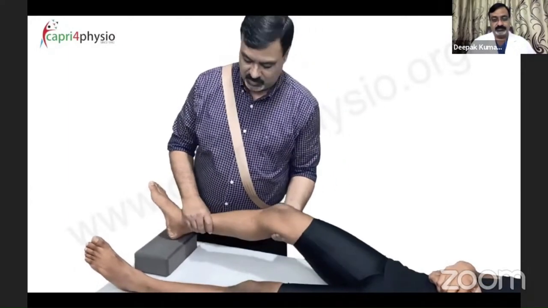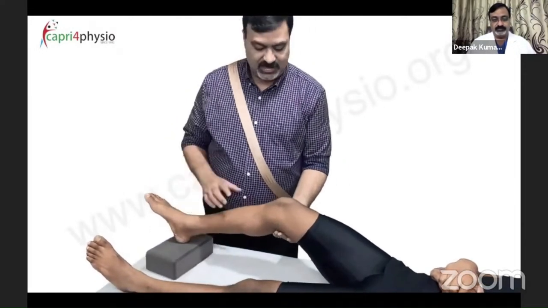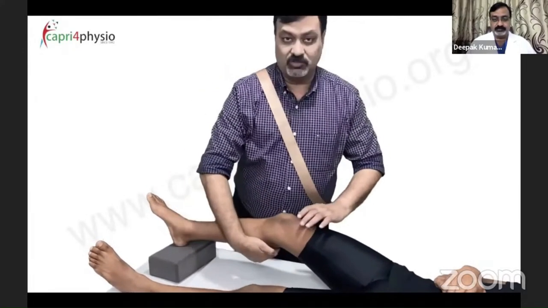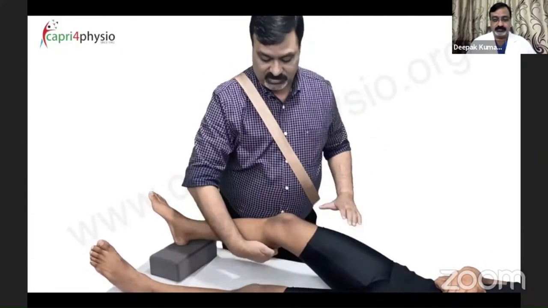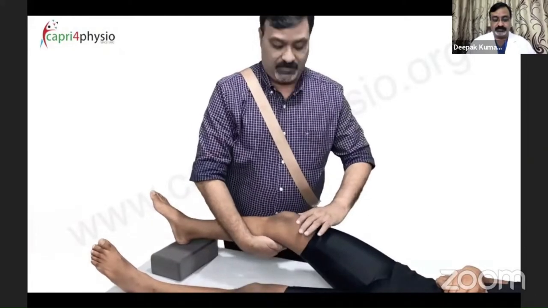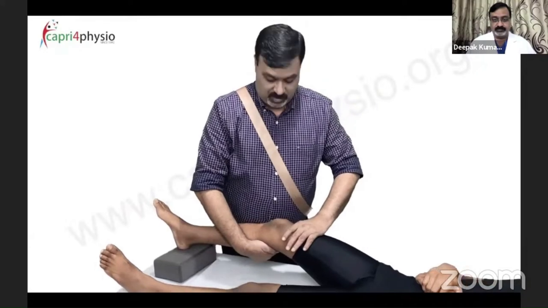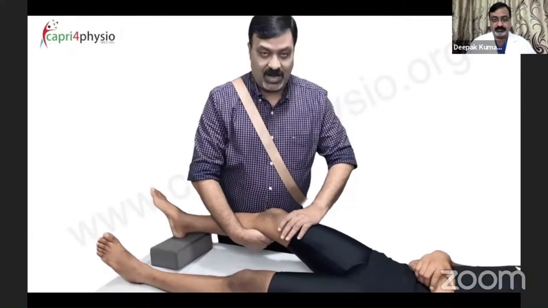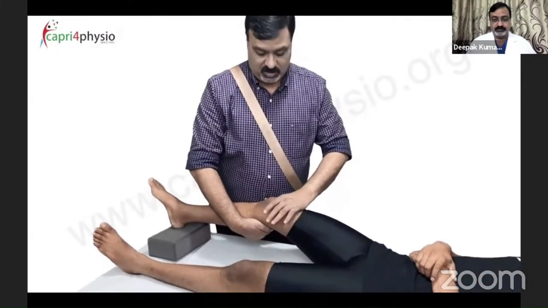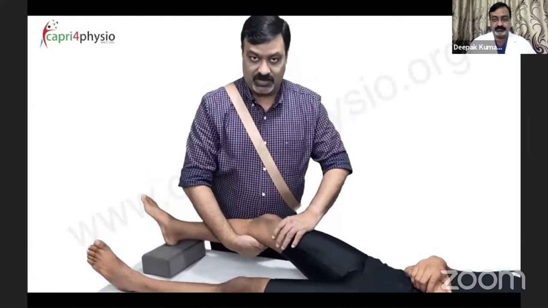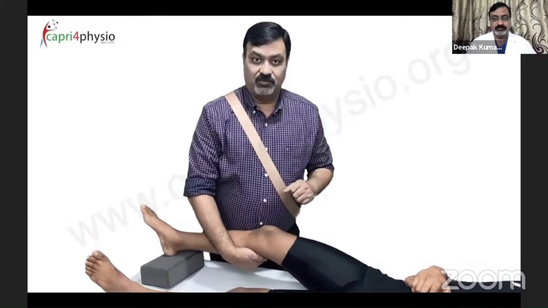And suppose this is the available end range, and if the extension is limited, so you want to do the anterior glide, one hand goes just behind the tibia and one hand goes just in front of the femur. Now make sure when you're putting your hand on the femur, your hand is not on the patella. It has to be above the patella, otherwise you may compress it and produce fat pad irritation.